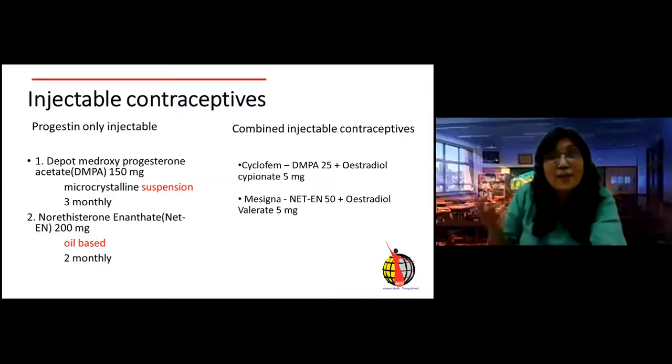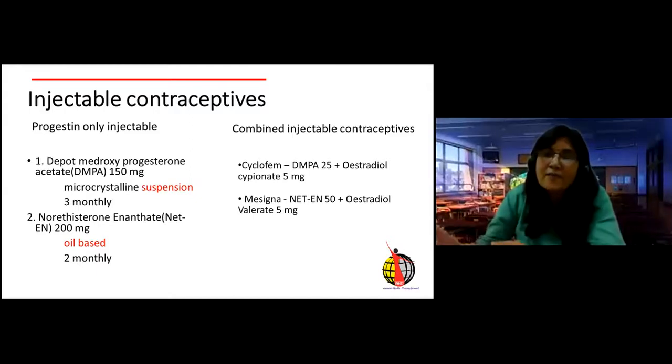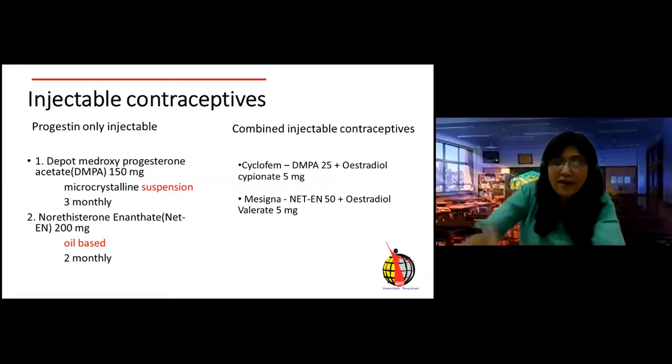So remember, when there is a combined one, you cannot use it for a prolonged period of time. And that's why, how to remember? Combined is always monthly, Net-N is 2 monthly, and DMPA is 3 monthly. That is how you remember and train your mind to remember.